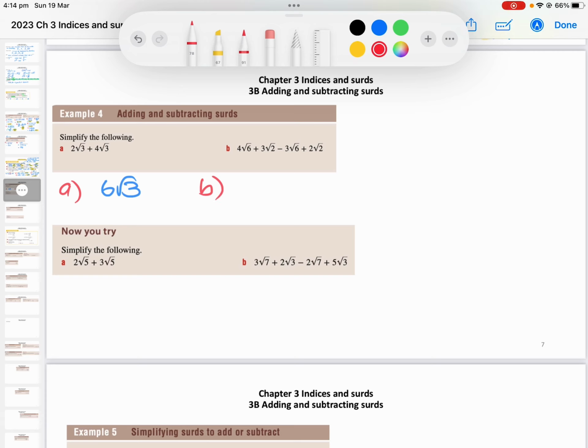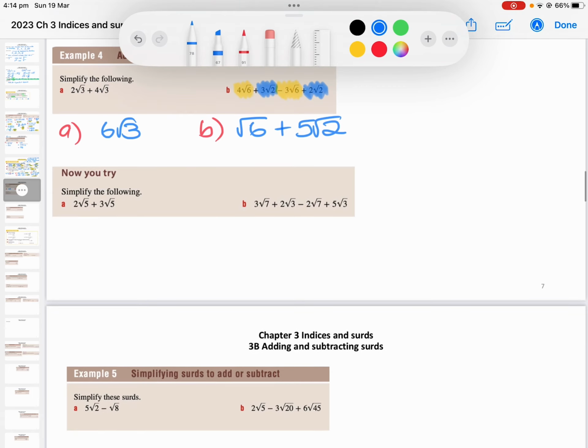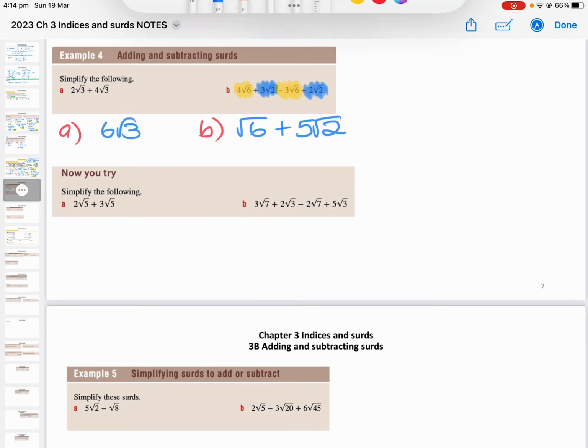And for B, I'm going to look at the like terms. I'm going to say these are the root 6s and these are the root 2s. So I'm going to do 4 root 6 minus 3 root 6 is 1 root 6, or just root 6. And then 3 root 2 plus 2 root 2 is 5 root 2. So can you have a go now at the two below and see if you get them right?